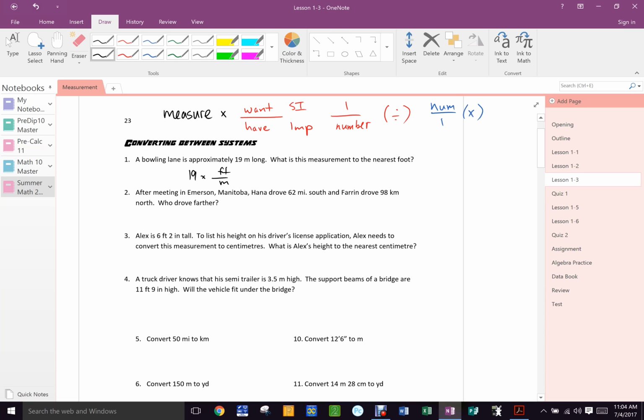So 1 foot is 0.3048 meters. Going to come up in a second. Maybe. There it is. So is the number on Haley?